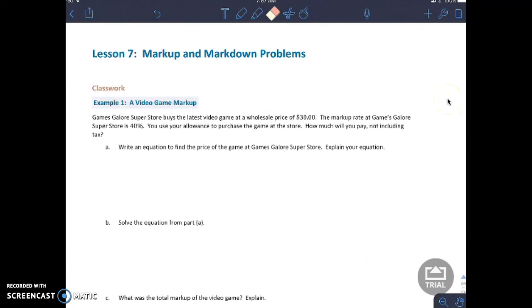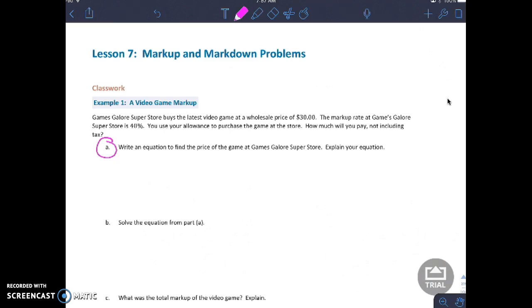Hey, math students. Today we're going to be talking about markup, markdown, tax, and tip. It's really the same as what you've been learning with the percent proportions. So what I'd like you to do is please read example 1 and try to set up the equation in part A. You're not going to be solving it yet.